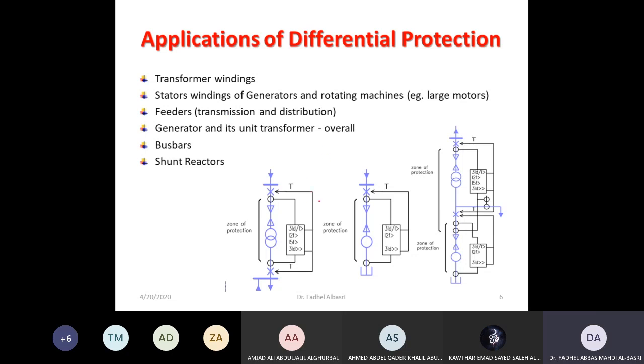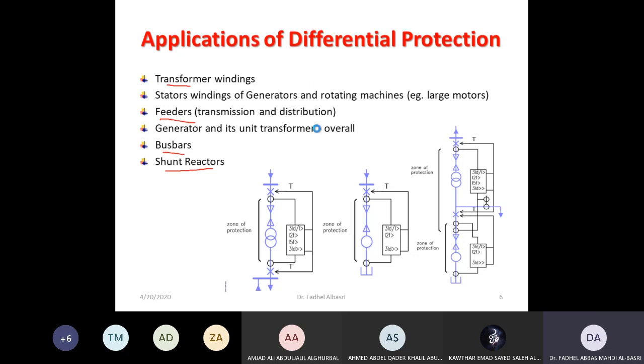Applications can be applied for different types of equipment. I can use it to protect transformer windings, generator or motor windings, bus bars, a feeder or transmission line, and shunt reactors or shunt capacitors. So there are so many applications.